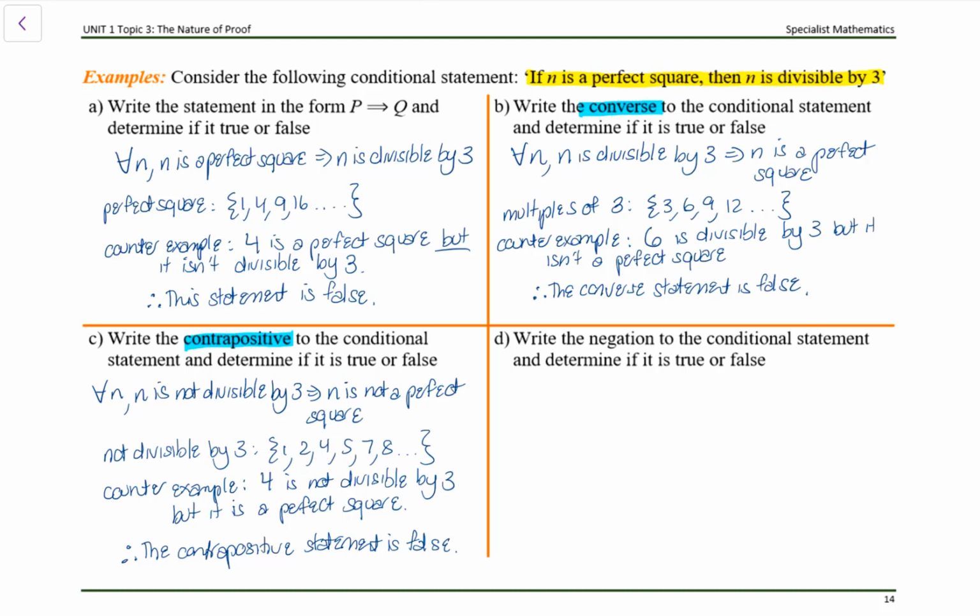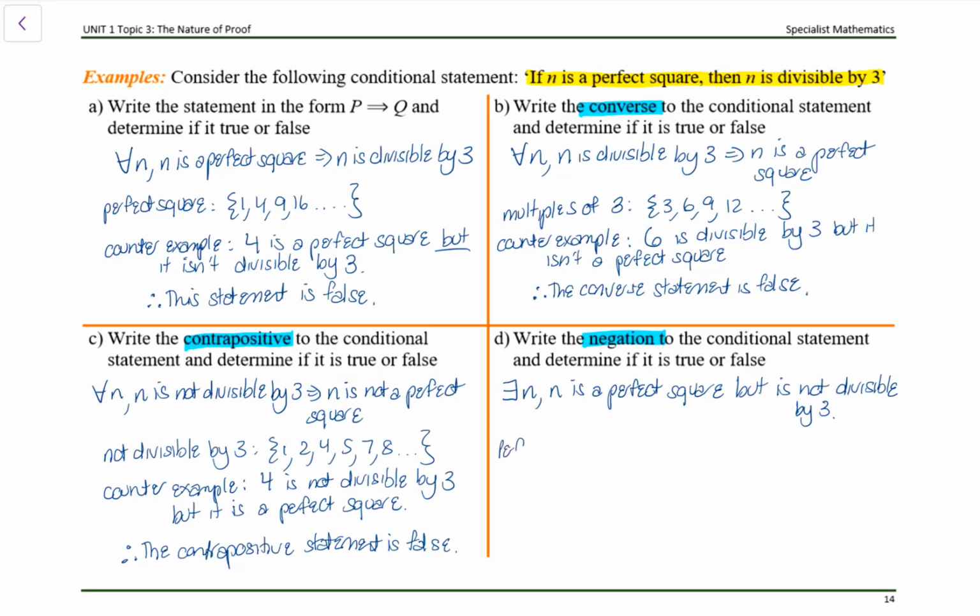D, write the negation. So write the negation to the conditional statement and determine if it is true or false. The conditional statement was a for all, so the negation is going to be a there exists. There exists n such that n is a perfect square but is not divisible by 3.